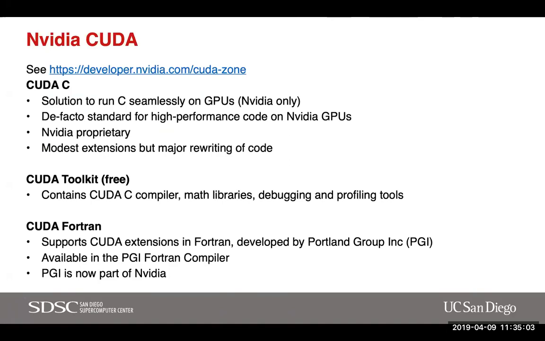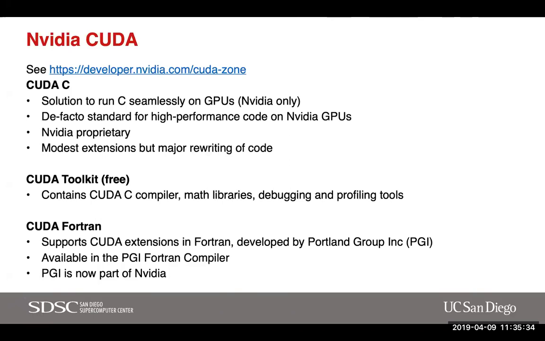But now let's talk about CUDA. So CUDA is available again from this link here, and we have CUDA C, which is basically a solution to run C code seamlessly on GPUs. It's available only for NVIDIA GPUs, but it is the de facto standard for high performance code on NVIDIA GPUs. It's NVIDIA proprietary, so it will not run on AMD GPUs or Intel GPUs, embedded GPUs.